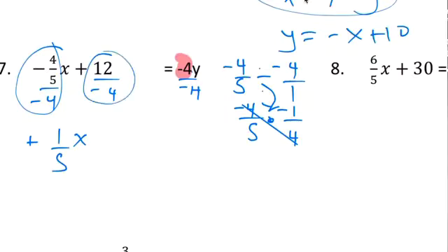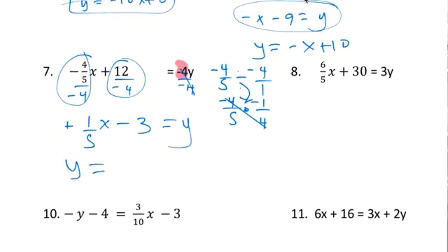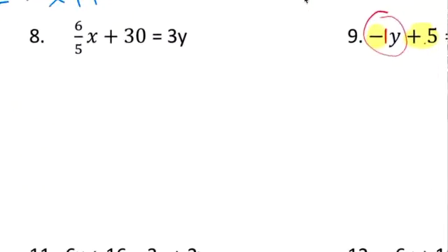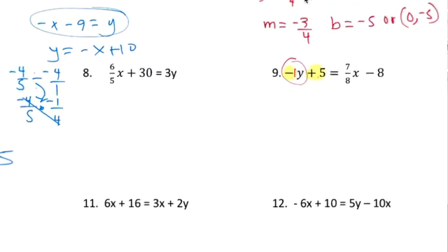And this is 3 negative and y. So parallel line, y equals 1 over 5x plus 5. Okay, I want to leave this for you to try. I'm going to check it to see if you understand it. If you don't understand it, I'm going to have you come see me.